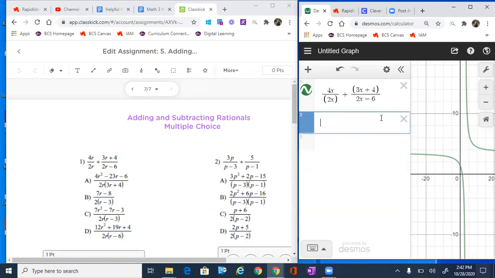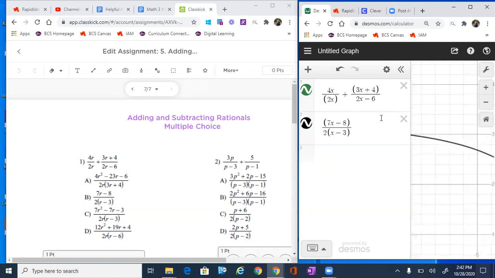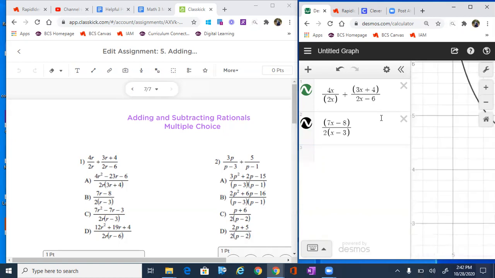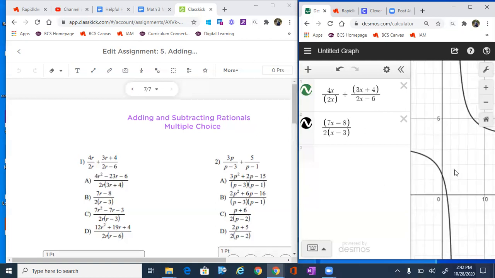I'm going to type in the next one, 7x minus 8 divided by 2 parentheses x minus 3. And notice that they are showing up exactly the same. Check it out. They are exactly the same, which tells me that B has got to be the answer, because they are equivalent and they are overlapping each other.